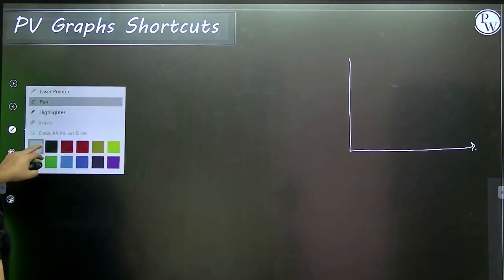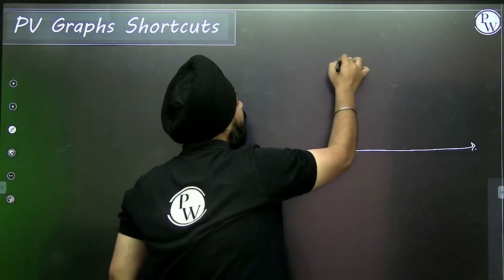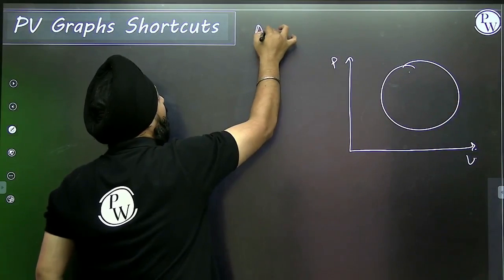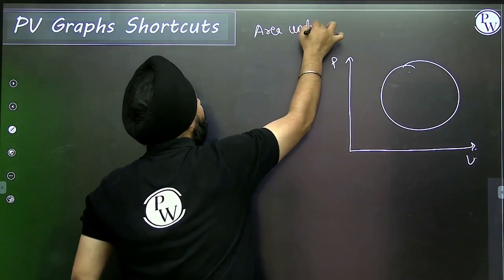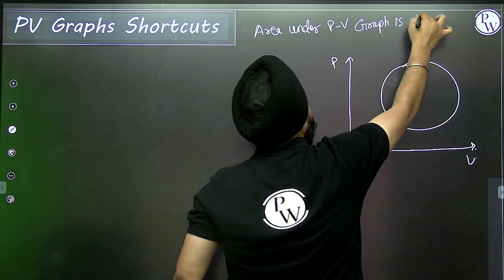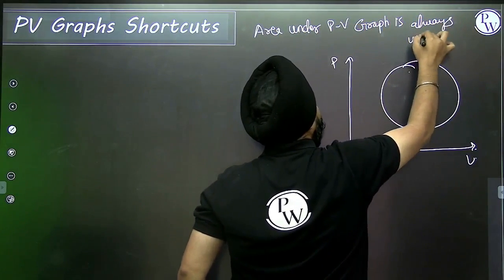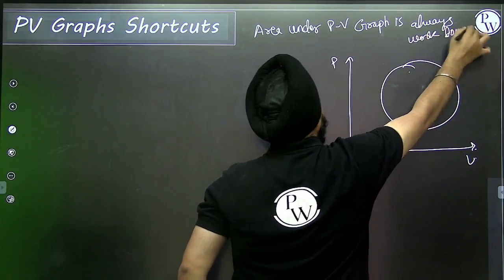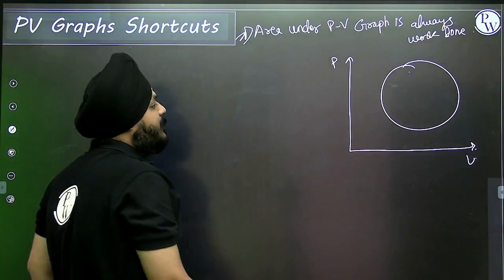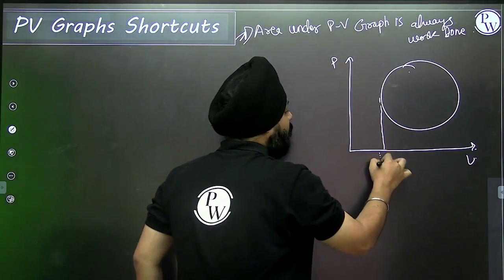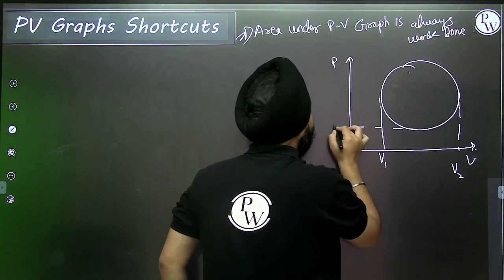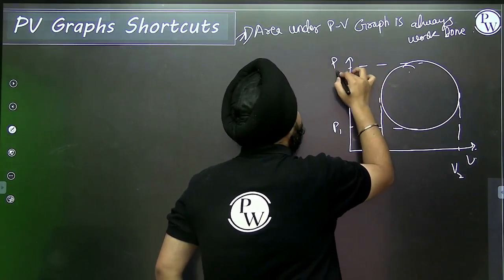Now we have the special graph. Suppose I am talking about one PV graph, just keep one thing in mind. Area under the PV graph is always work done. Suppose this kind of graph is there. This is the initial volume of the system V1. This is the final volume of the system V2. This is the initial pressure of the system P1. This is the final pressure of the system P2.